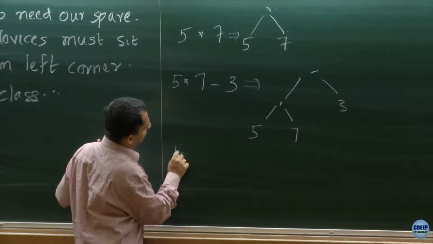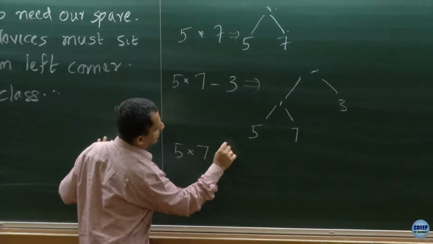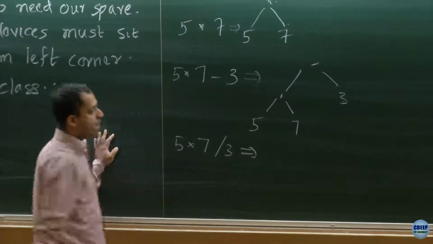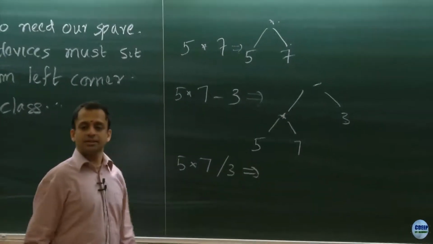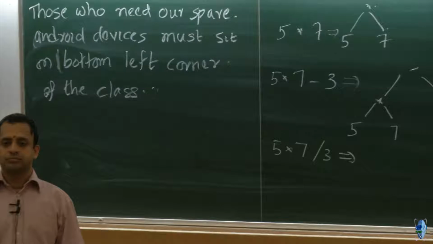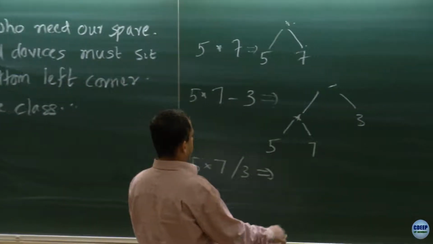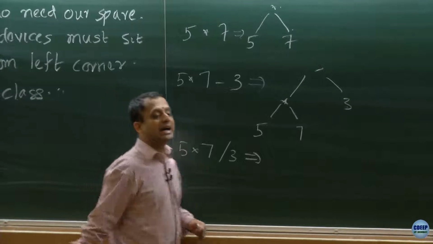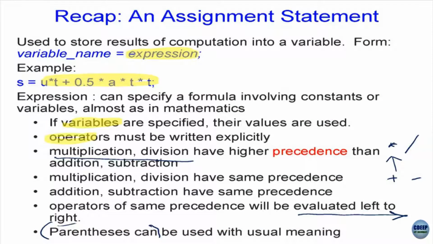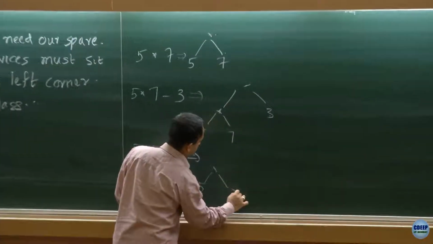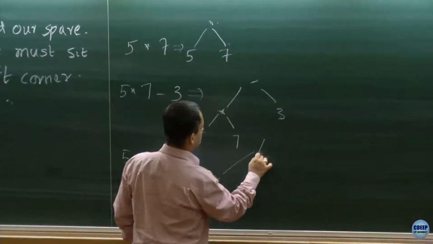On the other hand, if I had 5 into 7 divided by 3, what would I do? Yes? I'll do this processing left to right. So recall that we have operations, if they are of the same precedence, they should be evaluated left to right. So again it will be 5 into 7 divided by 3.